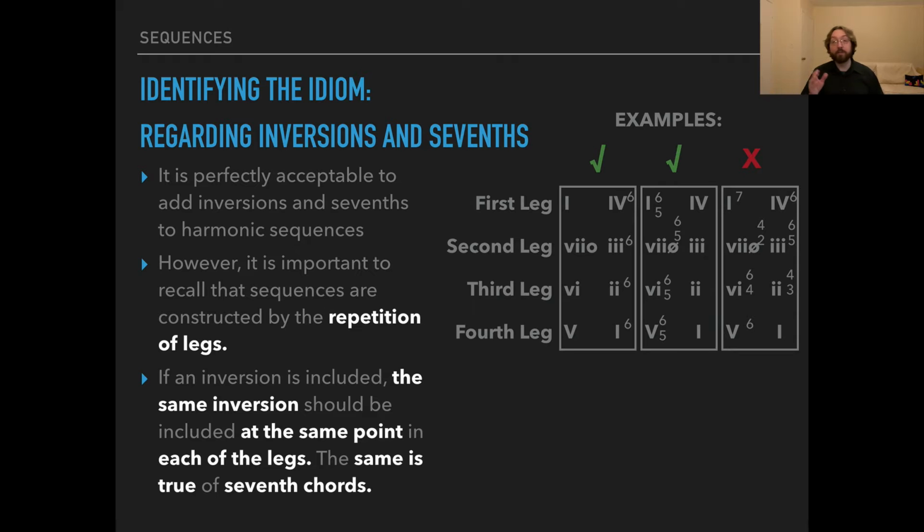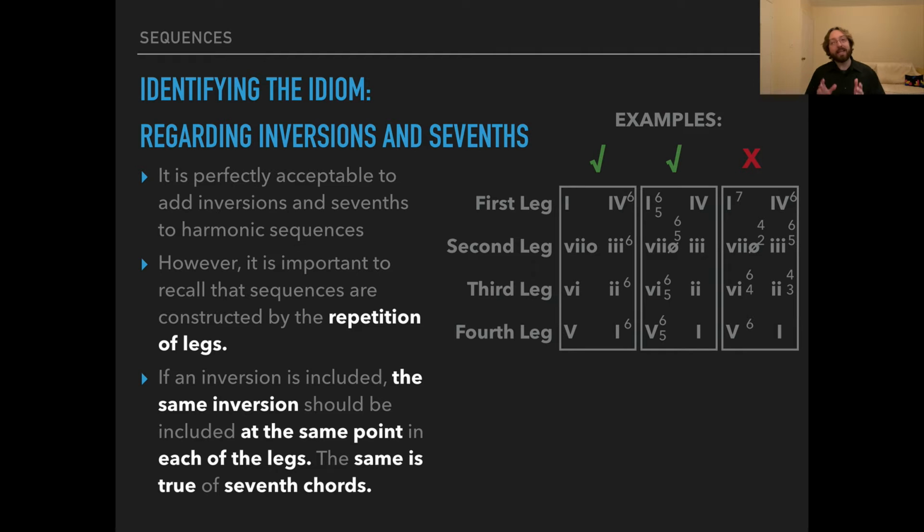The same is true of the second example, the middle one with the second check mark. Here we have seventh chords in first inversion. 1-6-5 to 4, 7 half diminished 6-5 to 3, 6-6-5 to 2, and 5-6-5 to 1. In this case, the seventh chords are in the same inversion and in the same place in each leg. Once again, completely idiomatic in terms of the treatment of inversions and sevenths.